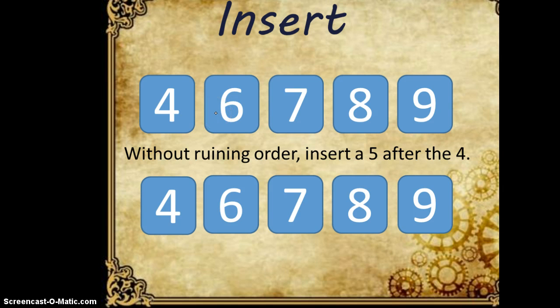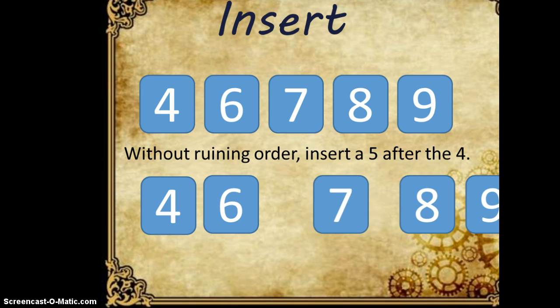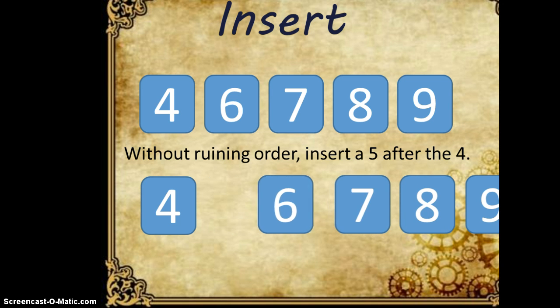Now, if these were physical objects like cards, I could easily just kind of nudge a 5 in there and make it work. But with an array, I can't just nudge a spot in there, so what I actually have to do is make some room. I can push the 9 back, push the 8 back, push the 7 back, push the 6 back, and then I create room for the 5. Once I create room for that 5, I can just put a 5 in that spot. But I have to shuffle everybody else back first.